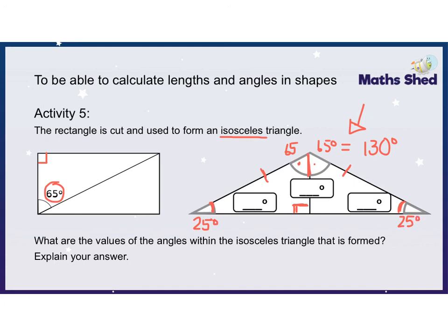Okay, let's remember that the angles of a triangle always add up to make 180. So we can actually check now. 130 plus 25 plus 25 equals 180.